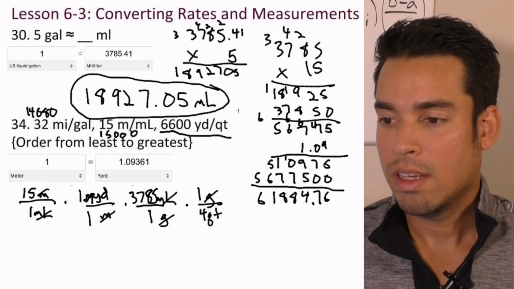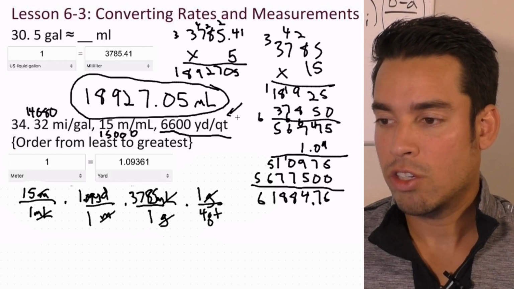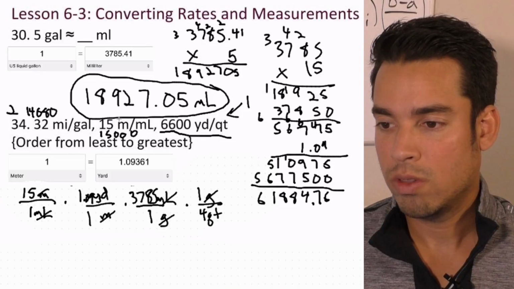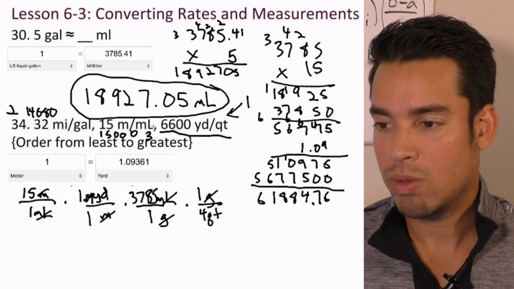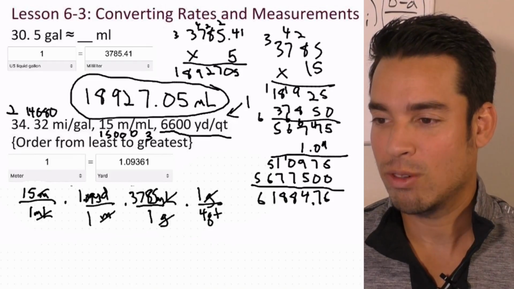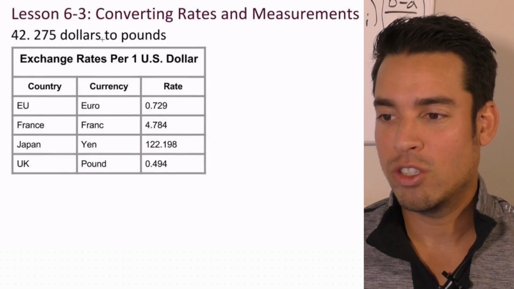So that means we've got now 6,600. This is the least, so this is number 1. This is the next, this is number 2. And this guy right here is number 3. It's the greatest. So it was a very long problem, but we got through it. All right, let's do this last one.